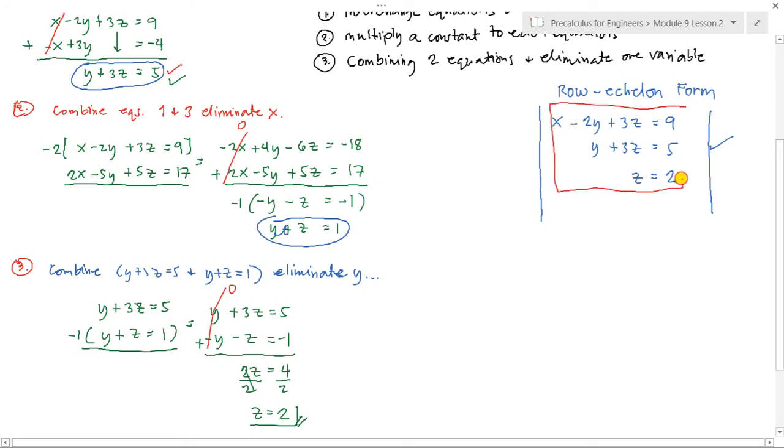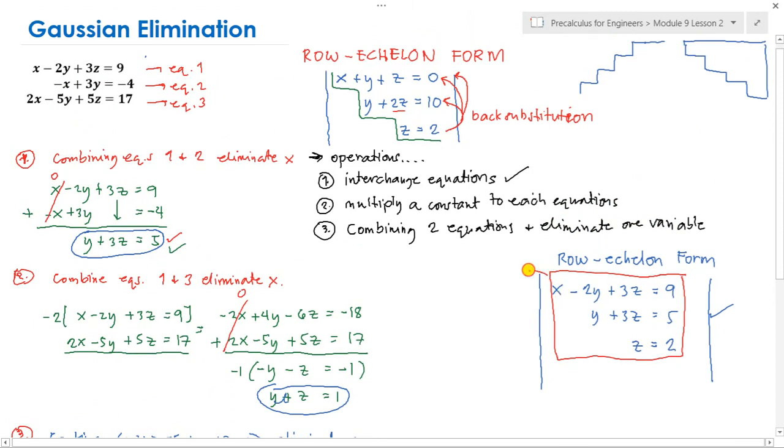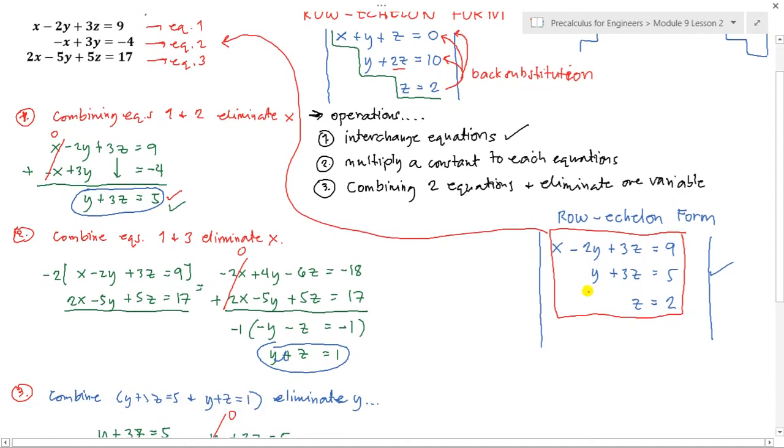And this one is also an equivalent system for our given system. Both of them are equivalent. But in row echelon form, class, it would be easier for us to solve for the values of our x, y, and z because of its form, right? So in the last equation alone, we already have z is equals to 2. So therefore, that is one of our solutions.